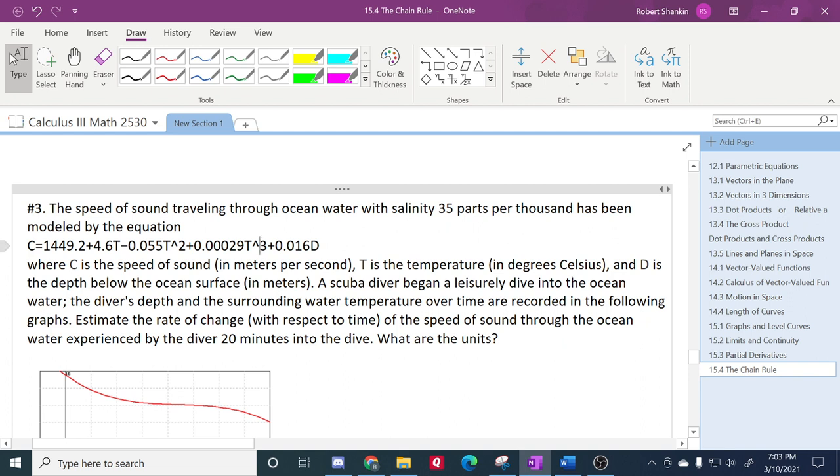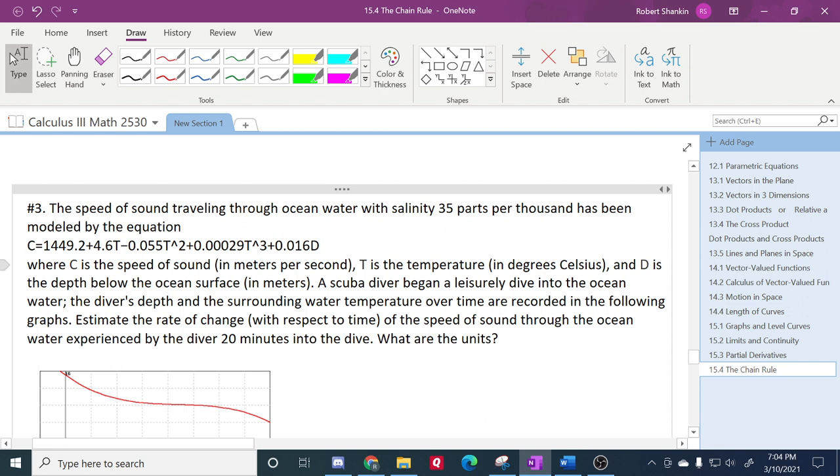But the speed of sound's relationship with the depth is nice and simple. The deeper you go, the faster the speed of sound. So d is in meters. Every meter you go deeper, you get 16/100ths, or 16/1000ths, added to the speed of sound.